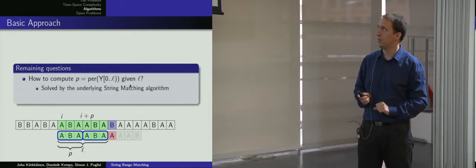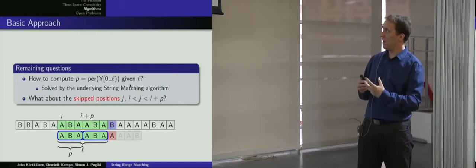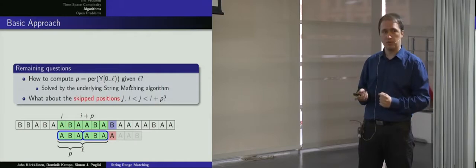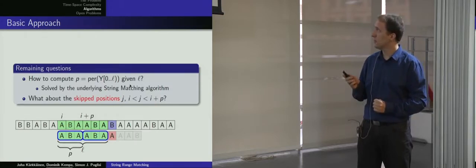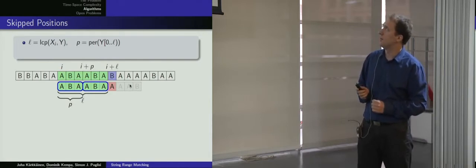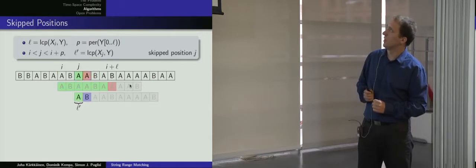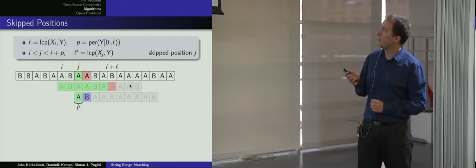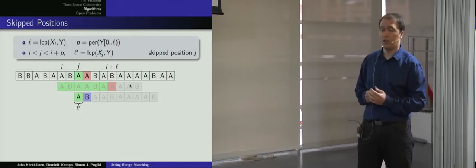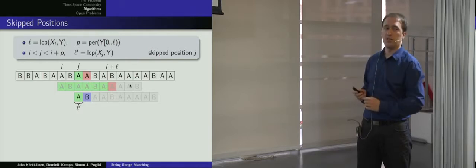What's more relevant for the problem is what is the status of the suffixes at the skipped positions. So are the suffixes between positions i and i plus p smaller than the pattern or not? So let's have a closer look at this. Let's take one of those positions between i and i plus p. In this example, let's see at i plus 2. So this is the position j. And now let L' be the longest common prefix of the pattern and the suffix of the text starting at position j. So we have the pattern aligned with two positions in the text, i and j.